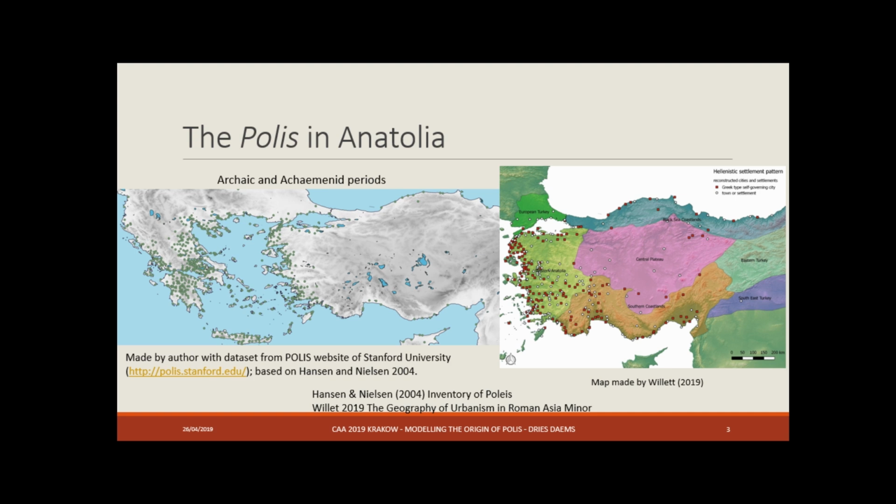The map on the left is the map focusing on the polis communities identified by this project, and that project focused very much on the Archaic and Achaemenid or classical periods. When we plot the settlements identified as polis specifically for Anatolia in Hellenistic times, that's what you see on the right. And we see that also in the interior, there are a lot of polis communities that are developing in Anatolia. And we're talking about what a polis actually is.